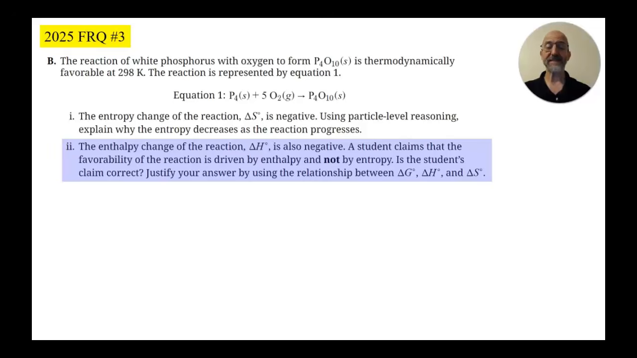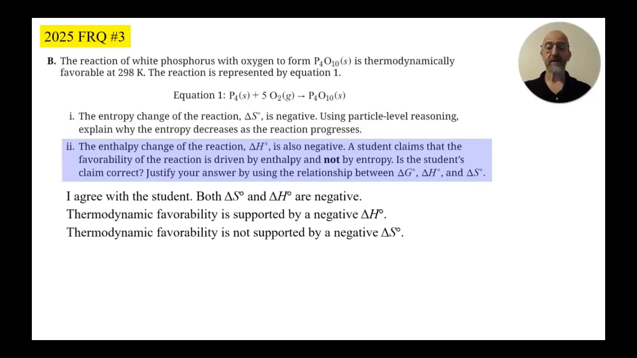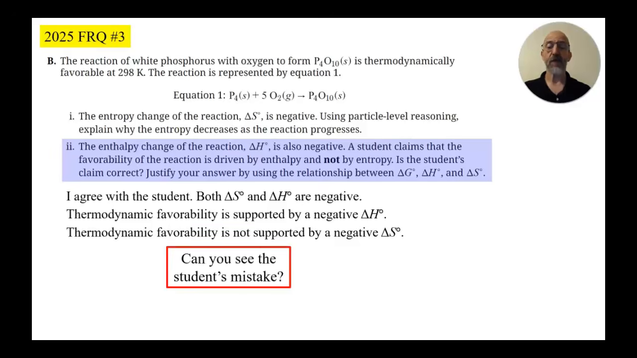This is what the student said that did not earn the point. Student said, I agree with the student's claim. Again, the student's claim is that the favorability of the reaction is driven by enthalpy and not by entropy. So they say, I agree with the student, both delta S and delta H are negative. Thermodynamic favorability is supported by a negative delta H. Thermodynamic favorability is not supported by a negative delta S.